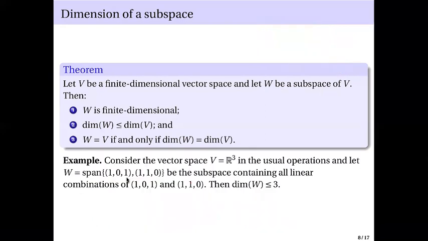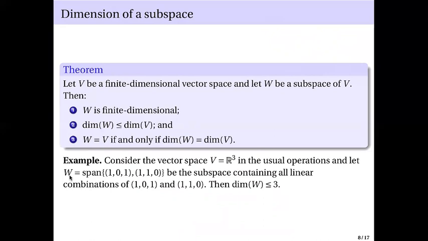Okay, so let's have this example. Consider the vector space V, which is R3, with the usual operations, meaning the usual addition of vectors and scalar multiplication. Let W be the span of these two elements, and it is a subspace containing all linear combinations of them.